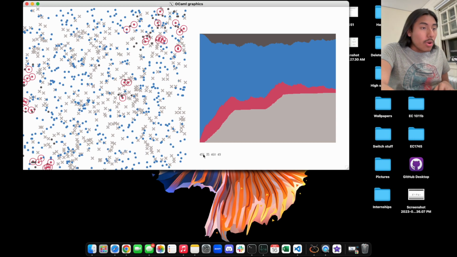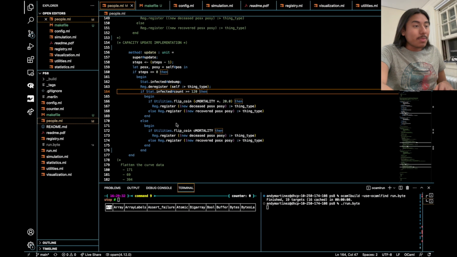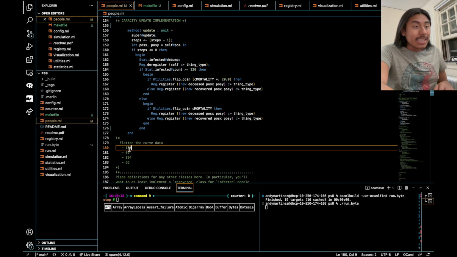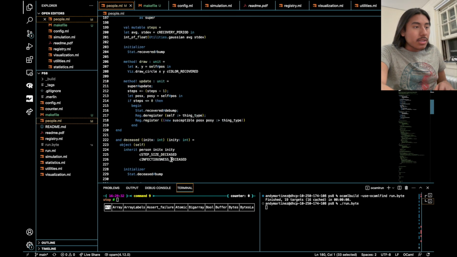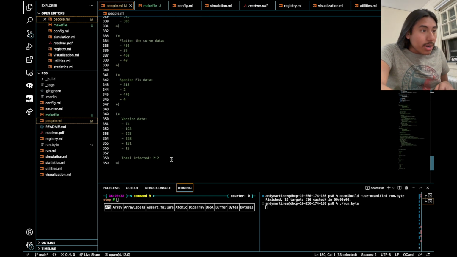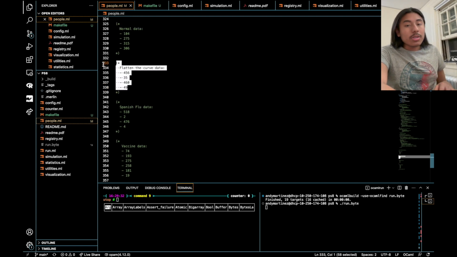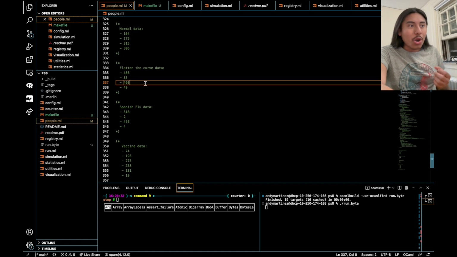And we see that 456 people ended up dying in this case. This is some outdated data here, down here. Yeah, here's the most up-to-date data that shows the effect of flattening the curve.